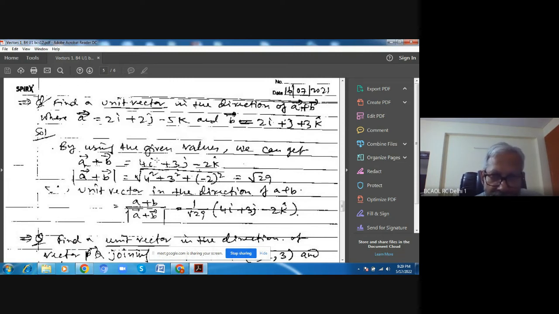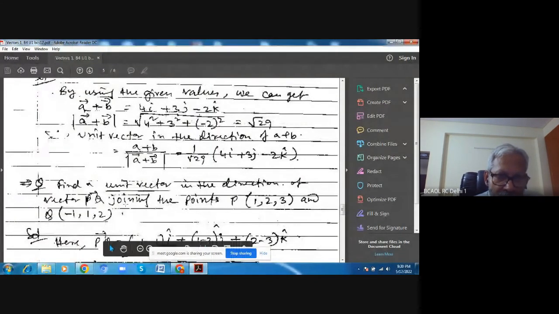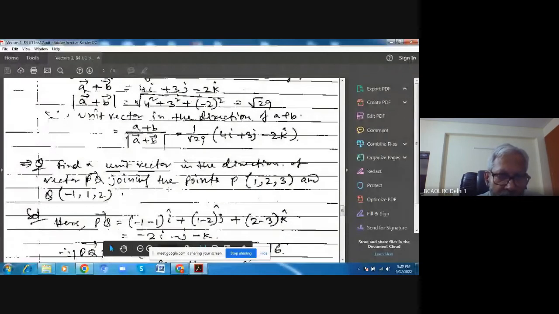Just identify the figures and then the magnitude of a minus b. Whatever value comes, you take it and then you can put it in here. The formula is a plus b divided by the magnitude of this. And in that case it will change to a minus b. So, find a unit vector, another one.